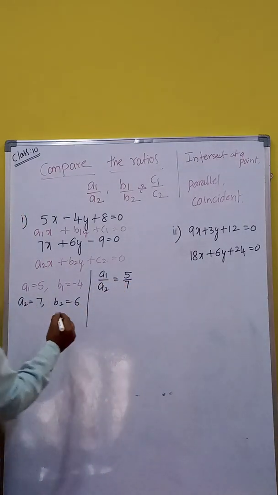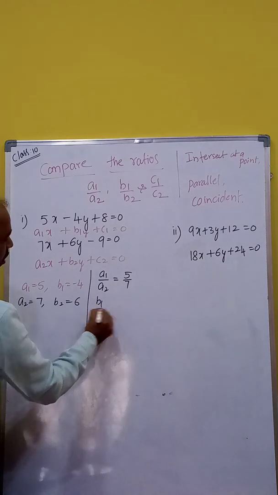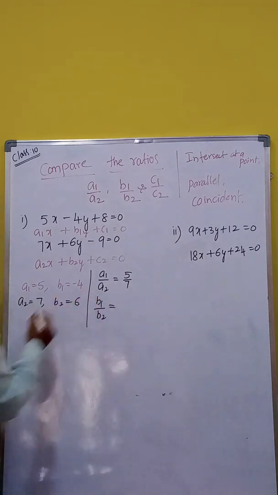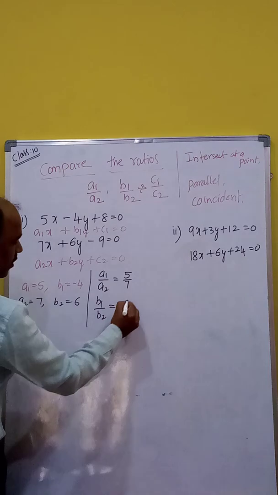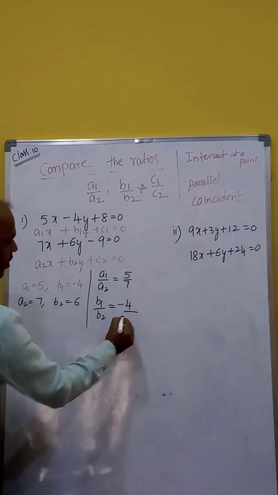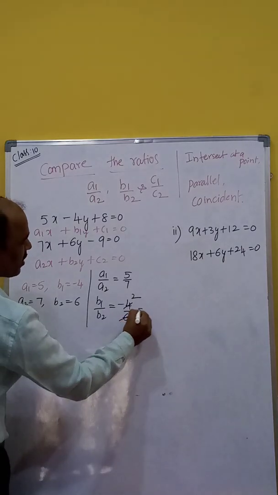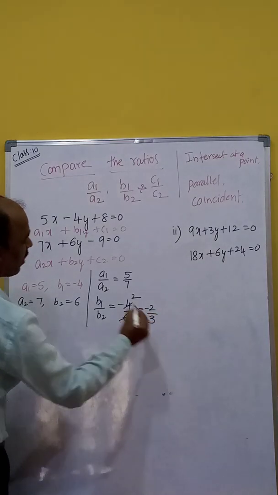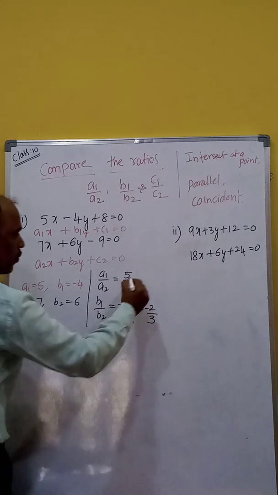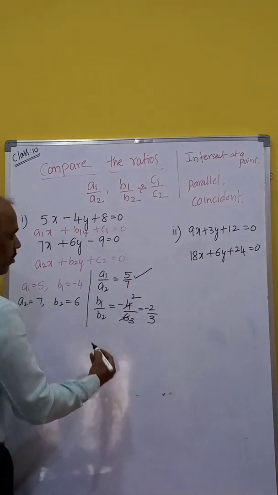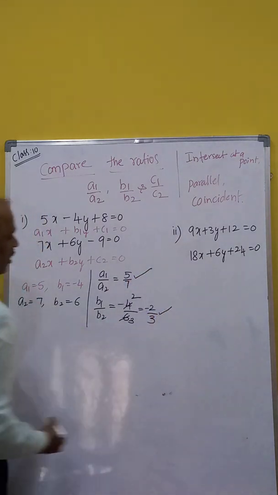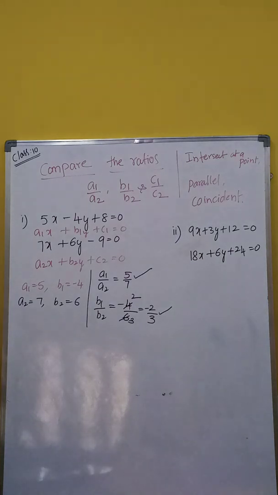Now come to b1 by b2. b1 value is given directly as minus 4 and b2 value is 6. Cancel with 2: 2 twos are 4, 2 threes are 6. What is the answer? Minus 2 by 3. So a1 by a2 value is 5 by 7 and b1 by b2 value is minus 2 by 3. Are both equal? No, both are not equal.